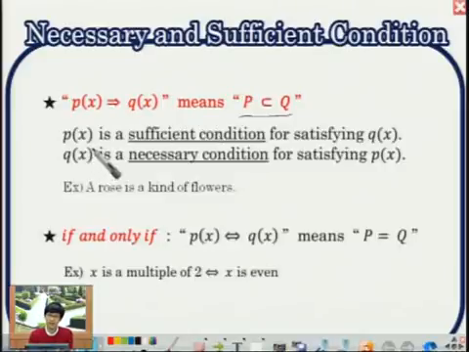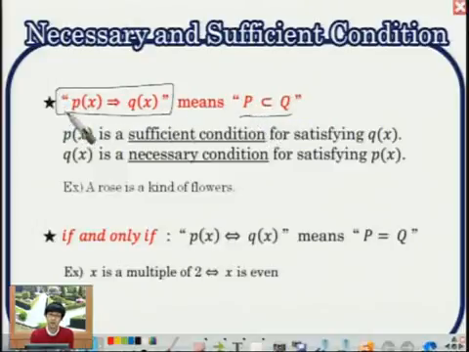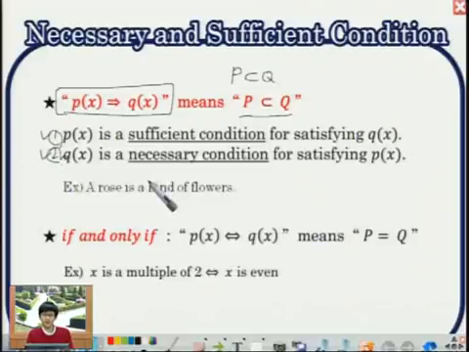So, if Px to Qx is written, then you can say in English these two sentences. First, Px is a sufficient condition for satisfying Qx. So P is inside Q. And the second, Qx is a necessary condition for satisfying Px.